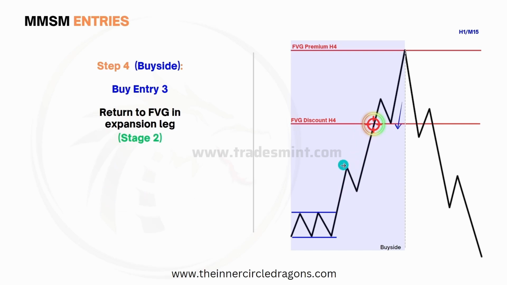Similar to our second entry, our third entry can be taken when price returns to a fair value gap inside of the expansion leg that left the first stage of accumulation. Again, if you blend this with time and or sell side liquidity resting above the fair value gap, this will form a high probability buy signal.